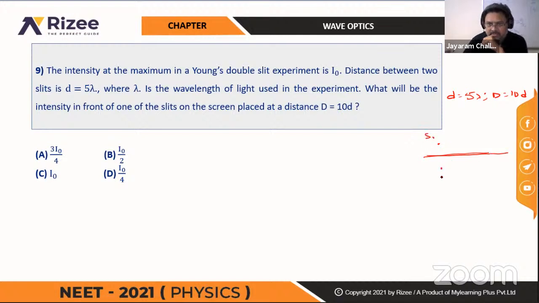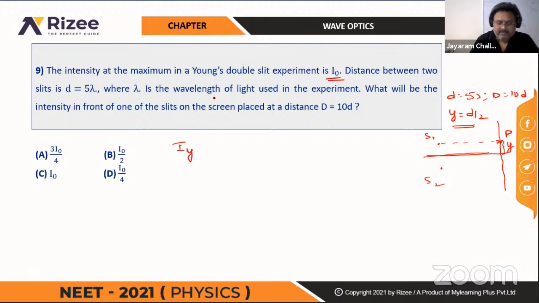Suppose these are your slits S1 and S2, and this is your screen. In front of one of the slits means your y value he is indirectly providing to be D by 2, exactly half of this one. And moreover the maximum intensity is I naught, he has provided. What will be the intensity at this particular point P, we need to find. So to find the intensity at y, I is equal to I naught into cos square of phi by 2.